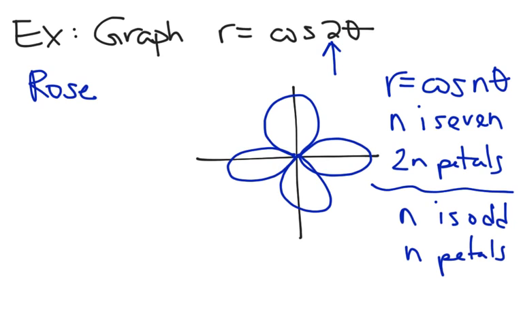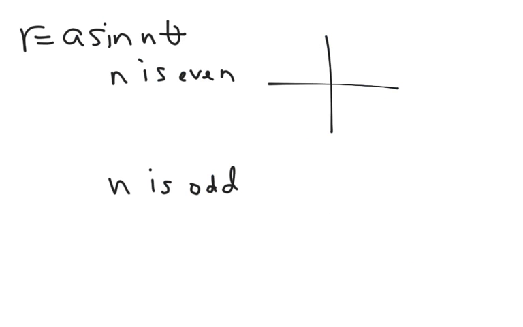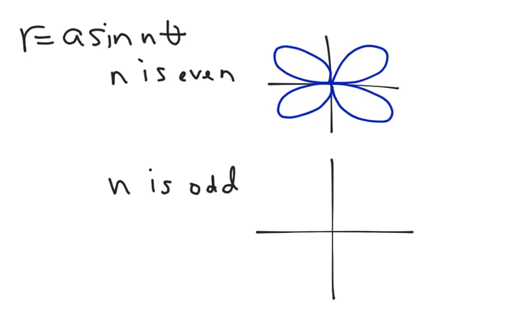Now let's talk about what the graph of sine would look like. If we have a sine graph, and n is an even number, then the graph is going to look like this. It looks a little bit different from the cosine one. The cosine one, the 4 petals were on the axes. Notice that in this case, the petals are in the quadrants. If n, however, is odd, let's say n is 3, and it's a sine graph, your graph would look something like this.